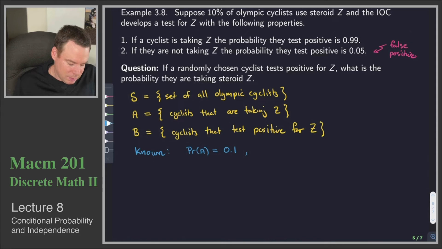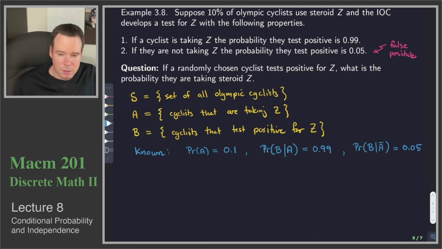What else do we know? Well, we know that if a cyclist is taking Z, then the probability they test positive is 99%. So that is, given A, what's the probability they test positive, or the probability of B? That's 0.99. We know that the probability that they test positive, given that they aren't taking it, so this is the false positive, that's 0.05. So those are values we know.